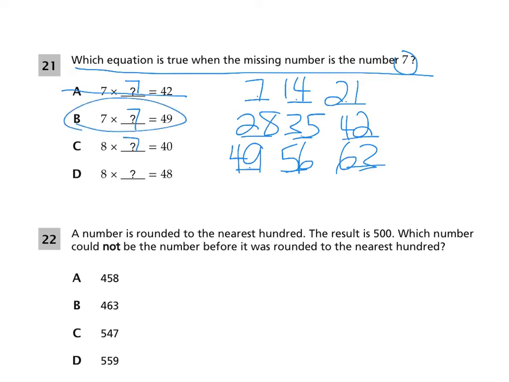I can continue on though. 7 times 8 is 56, and 8 times 7, and then 8 times 7, they tried to trick me and give me another answer, but it's still not 48, it's 56.